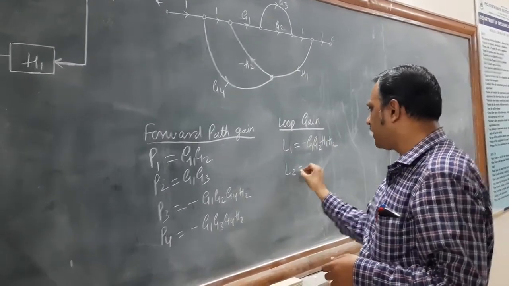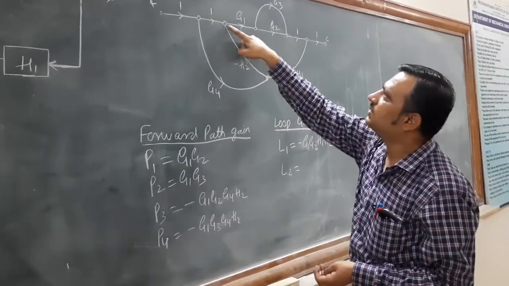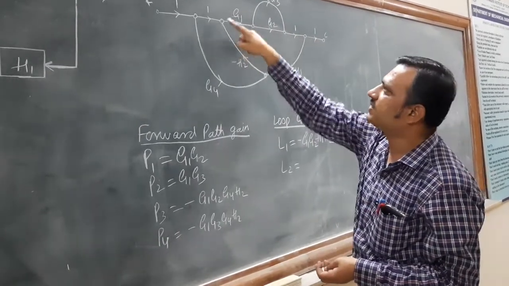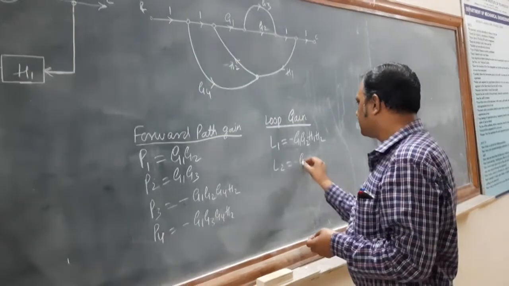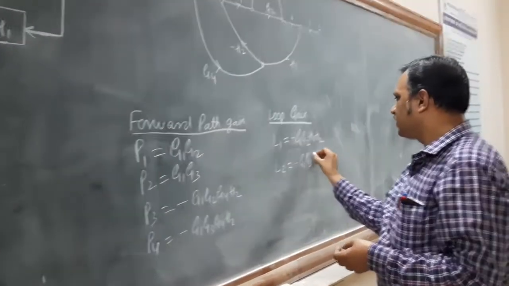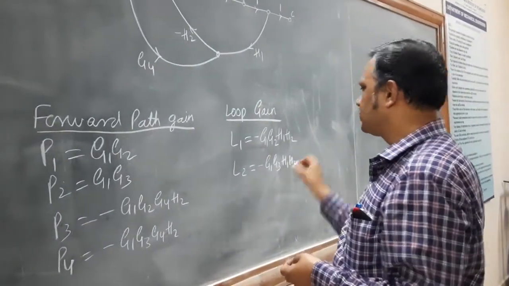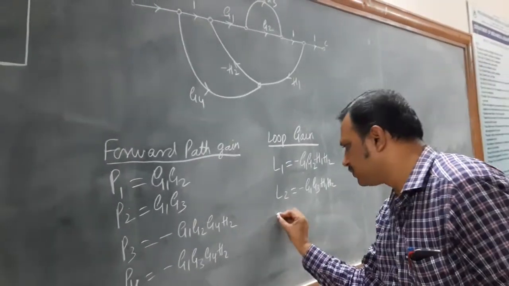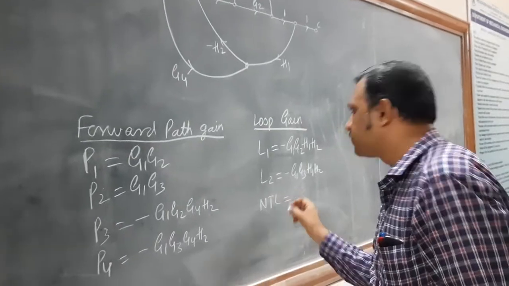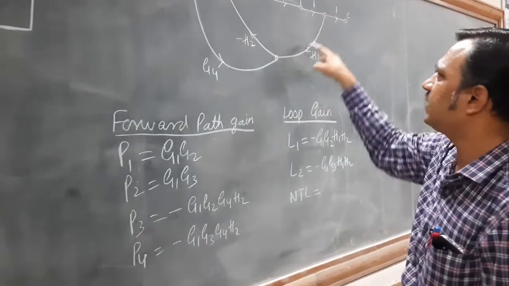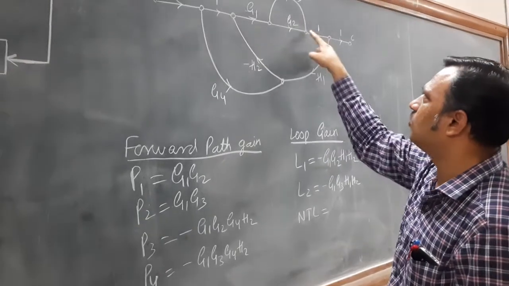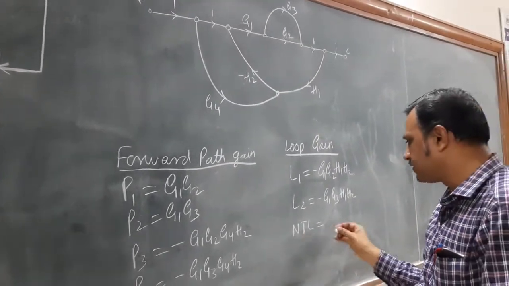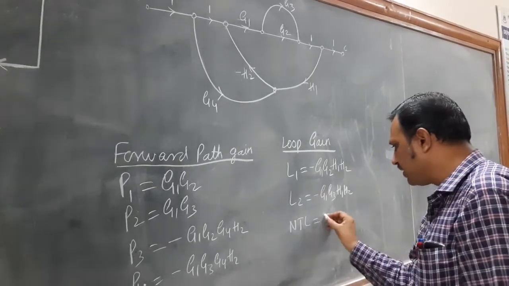Next, the second loop, L2, is equal to G1, G3, 1, H1, minus H2. Then what happens? Minus G1, G3, H1, H2. These are the two loops we have. Now, non-touching loops. In this problem, this is the first loop and this is the second loop. Apart from this, there are no other loops. Hence there are no non-touching loops. NTL is equal to 0.